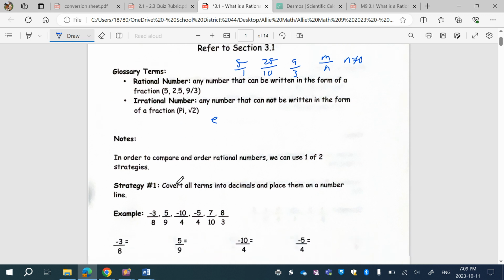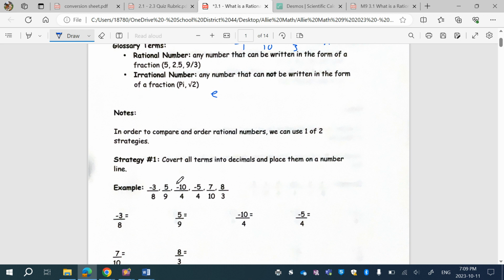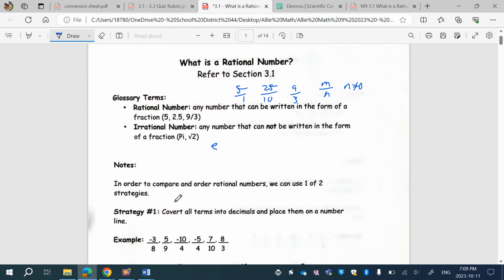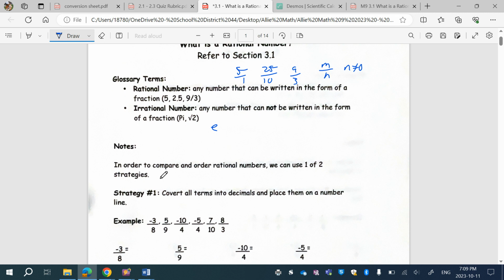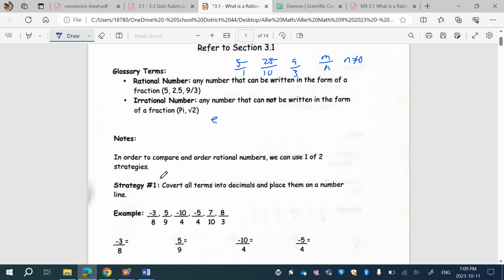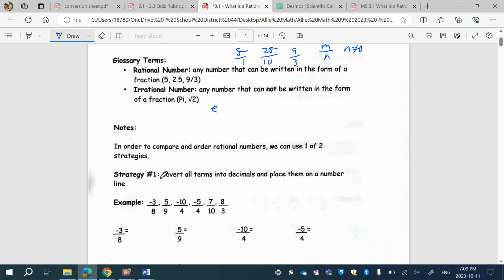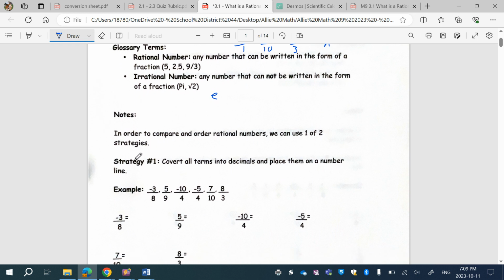So, in order to compare and order rational numbers, this is the kind of activity you end up doing in the notes, in the textbook work. You can use one of two strategies. I like the first strategy, but the textbook gives you both. So let's go through both. Strategy number one, you're going to convert all terms into decimals and place them on a number line.